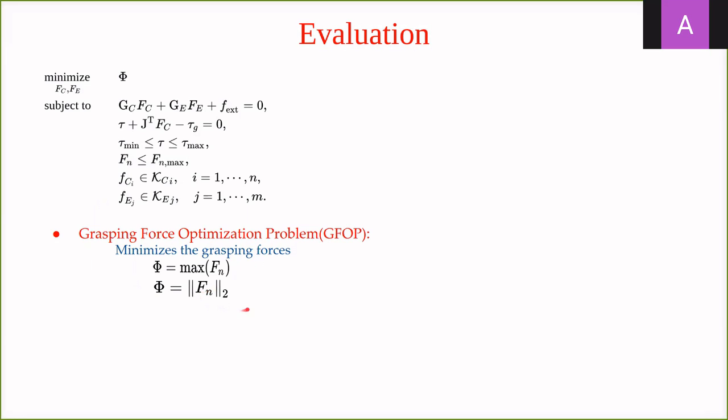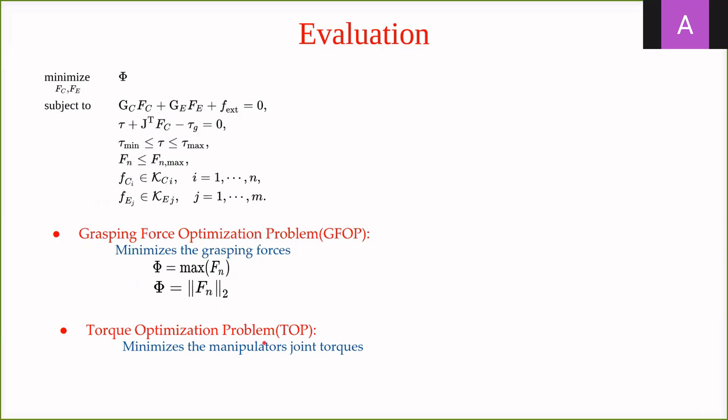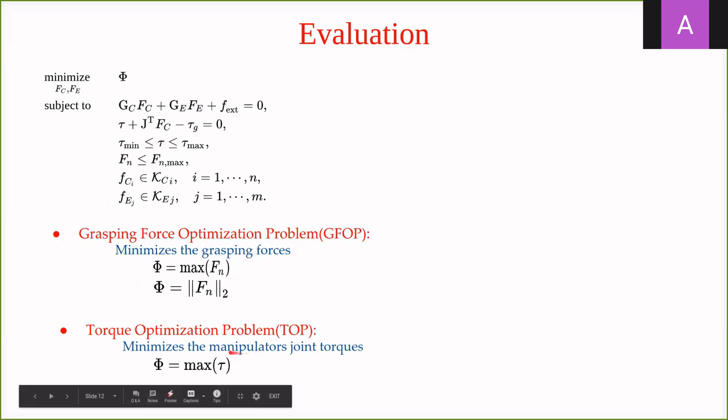Second, we have an objective function which minimizes the Euclidean norm of the vector of all the normal hand-object contact forces. Similarly, if we seek to minimize the manipulator joint torques, we have a torque optimization formulation, or TOP. Here also, there are many possible objective functions. We can have an objective function which seeks to minimize the value of the maximum joint torque, or an objective function which minimizes the Euclidean norm of the vector of joint torques.